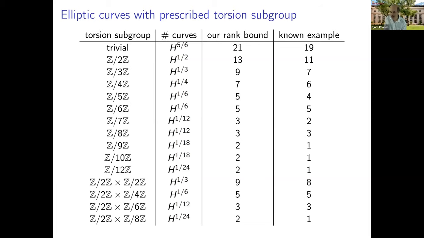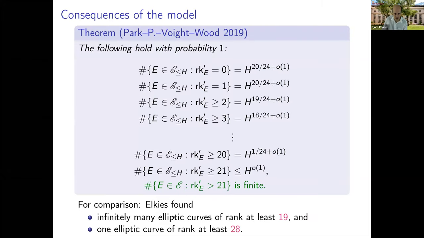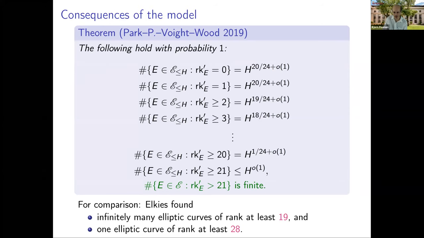Okay, so let me start with the significance of 21. It comes from this previous slide here. You start with H to the 5/6 being the total number of elliptic curves, then you have H to the 20 over 24. Each time you impose one higher rank beyond one, the number goes down by H to the 1/24th, so you have to do 20 steps starting at 1, and that gives you 21.